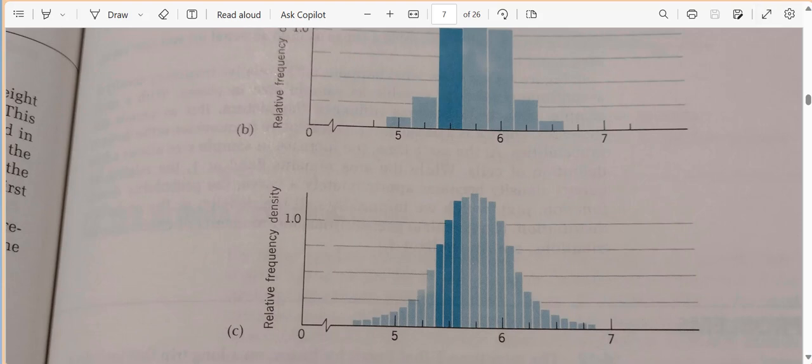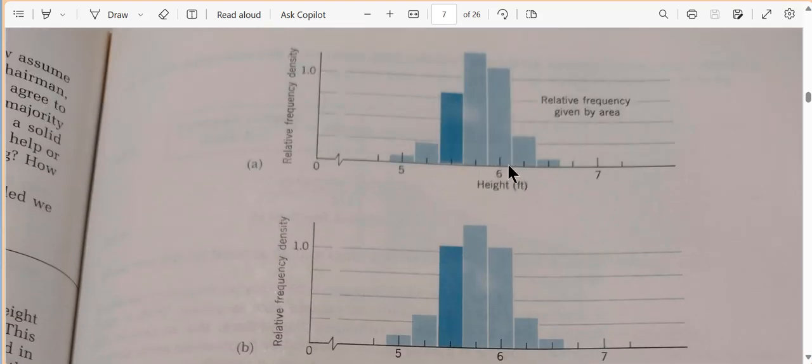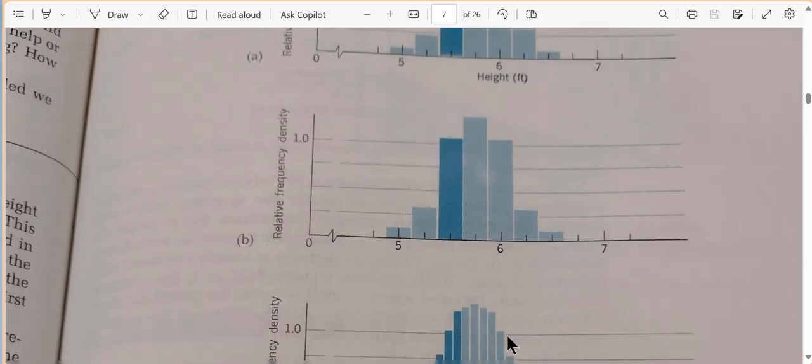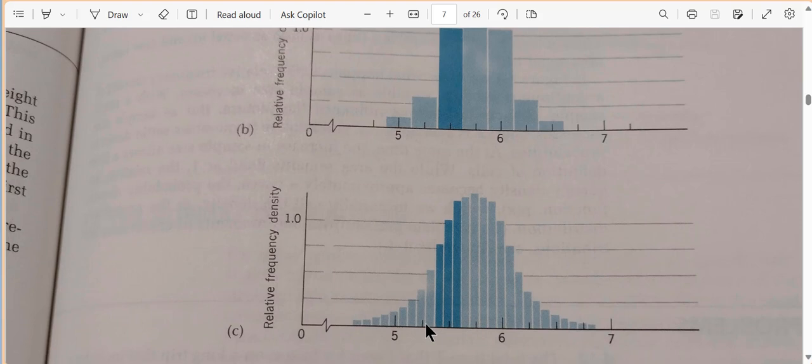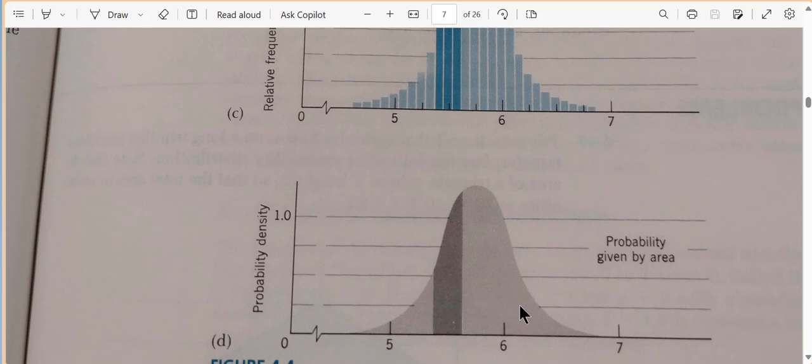We may not need to rescale, but anyway, this is still called the relative frequency density. And then what we do is we keep dividing the bars. Here maybe they didn't divide it as much as here. Here they divided more, and here they divided more. We can imagine that we keep dividing the interval into more bars, and so finally we get a smooth curve. That is called the probability density function. So this curve here is called the probability density function.